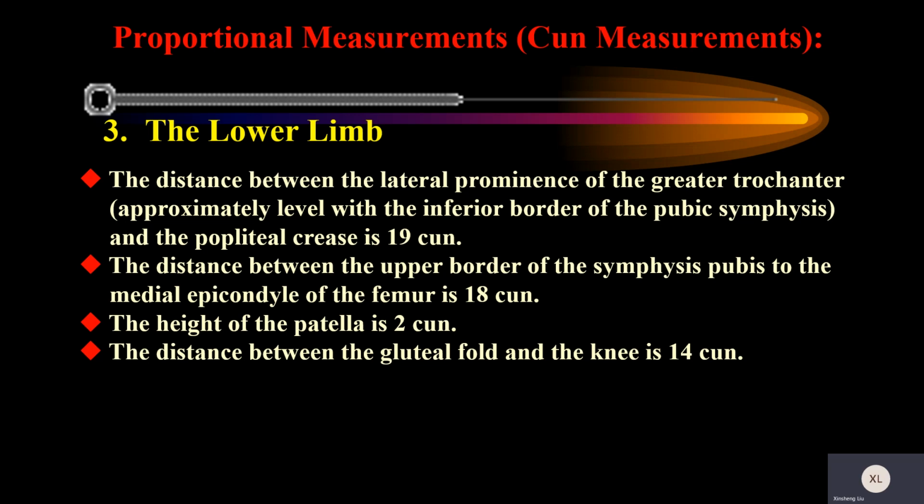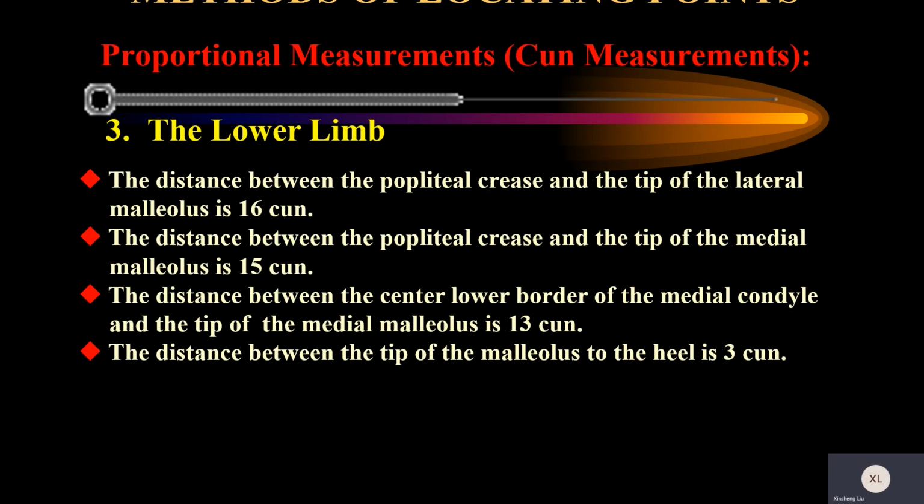The distance between the gluteal fold and the knee joint is 14 cun, right? Have to locate the bladder channel, the back of the knee joint, right? So the distance between the gluteal fold and the knee joint is 14 cun. So lower limb. Still on the distance here.